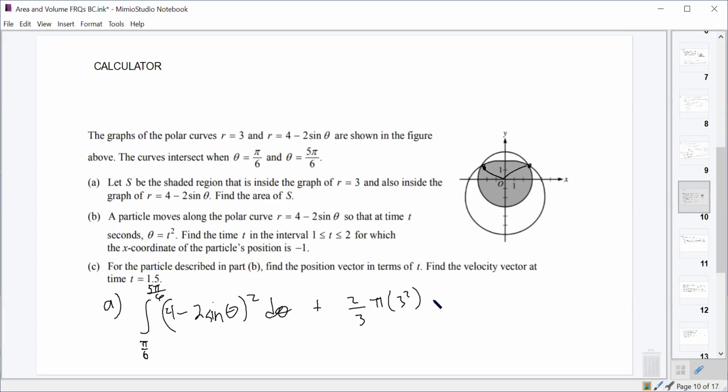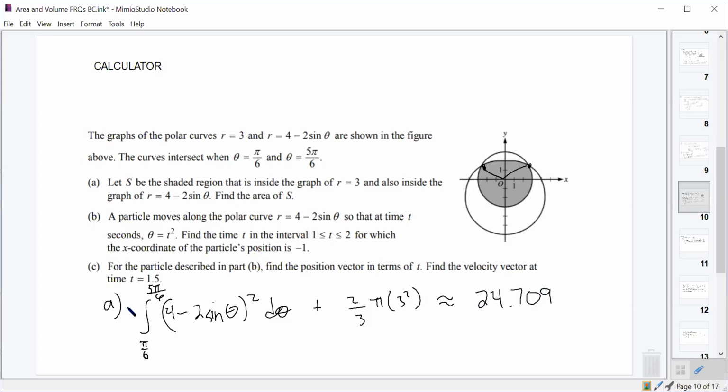Was this a calculator one? It was a calculator one. So what do we get there? Everybody good with that setup? Hopefully everyone's good with that setup. That came out to be 24.709.